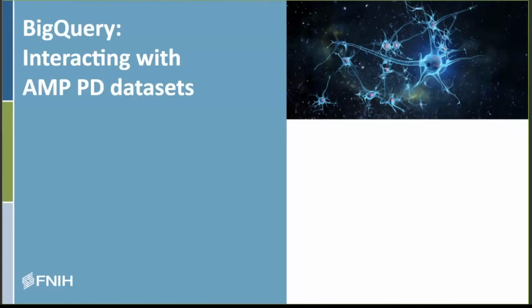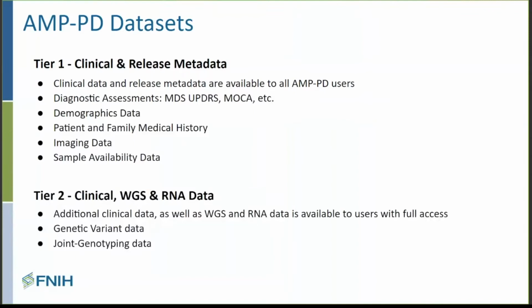As I said, we'll go over a little bit of how you interact with AMP-PD datasets within the Google Cloud Platform. So as I mentioned earlier, there is a two-tiered model for data access.